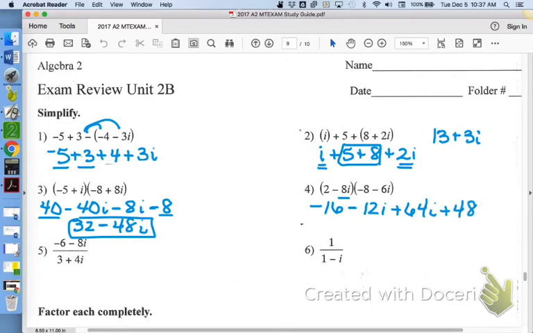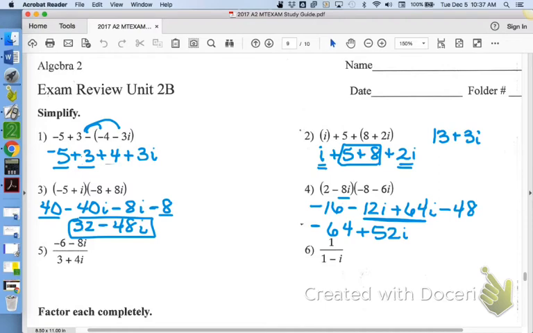Don't leave that i squared. Just change that to a minus. And now, you're going to subtract 48 and 16. That's going to be negative 64. And then you're going to combine these two, which is going to be plus 52i. There's your answer.